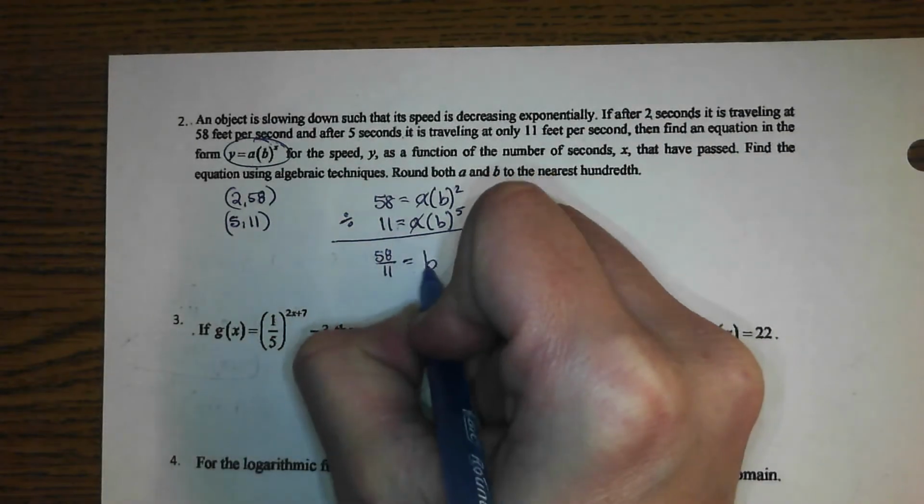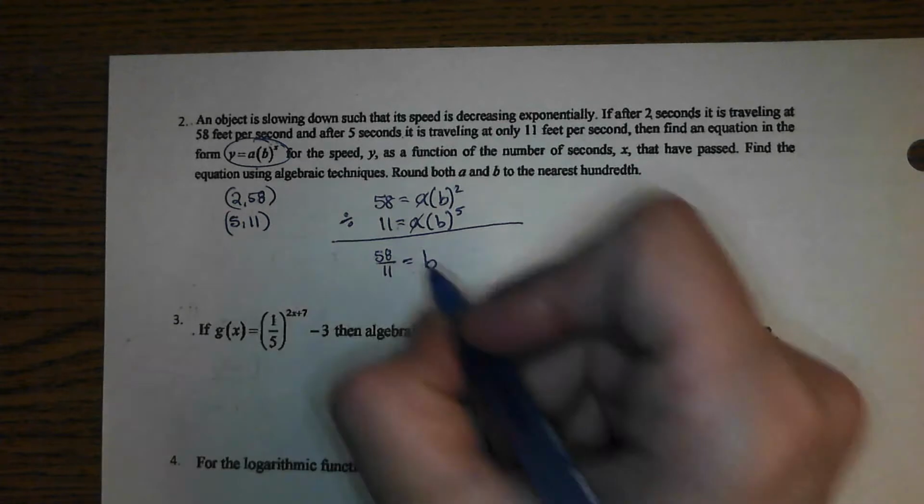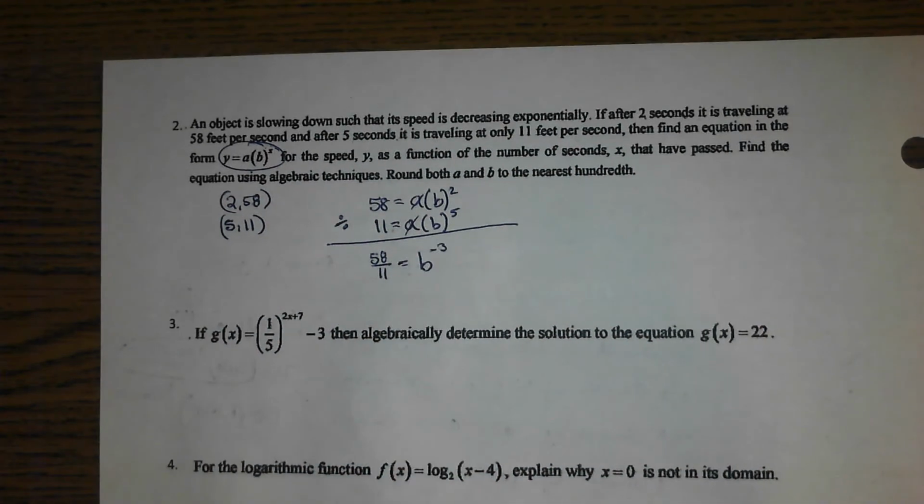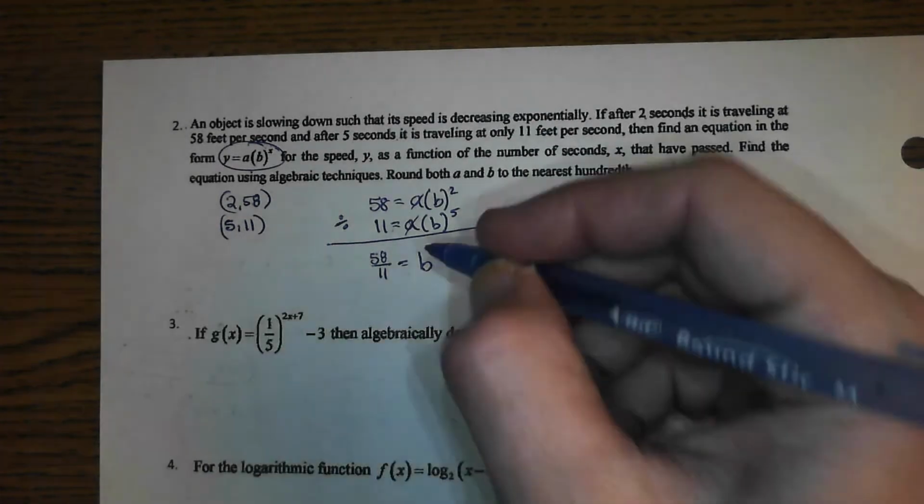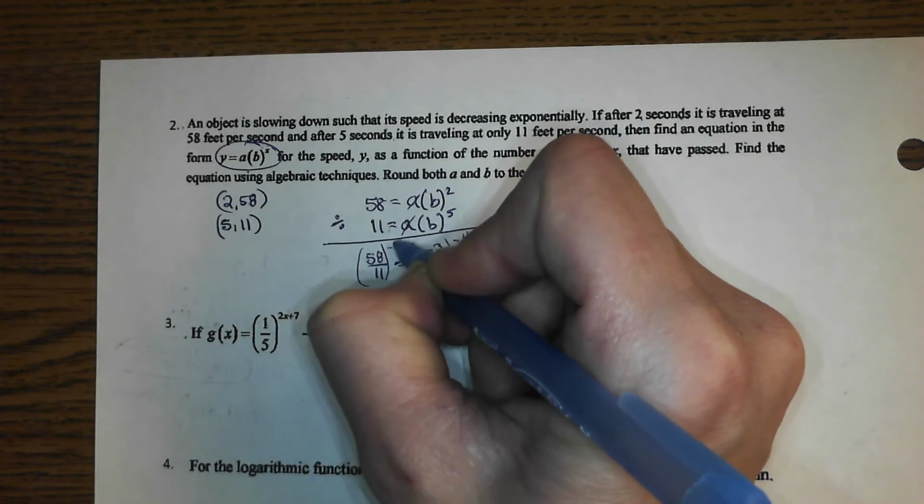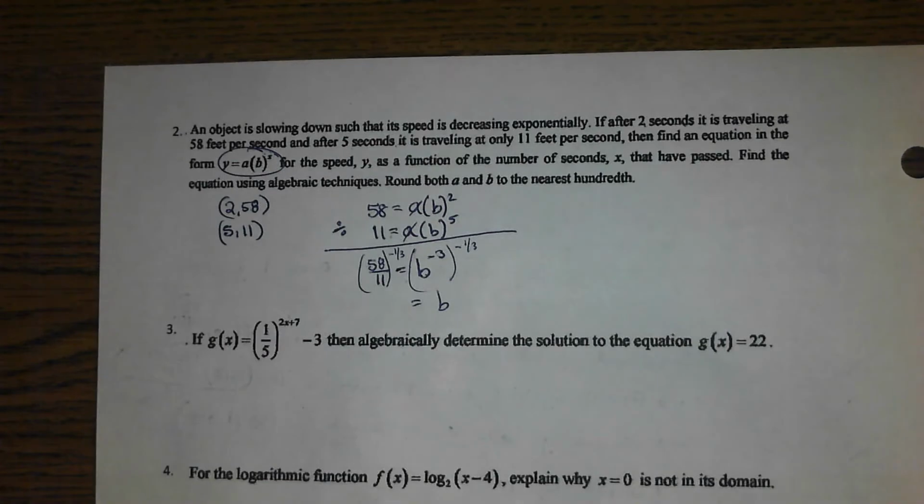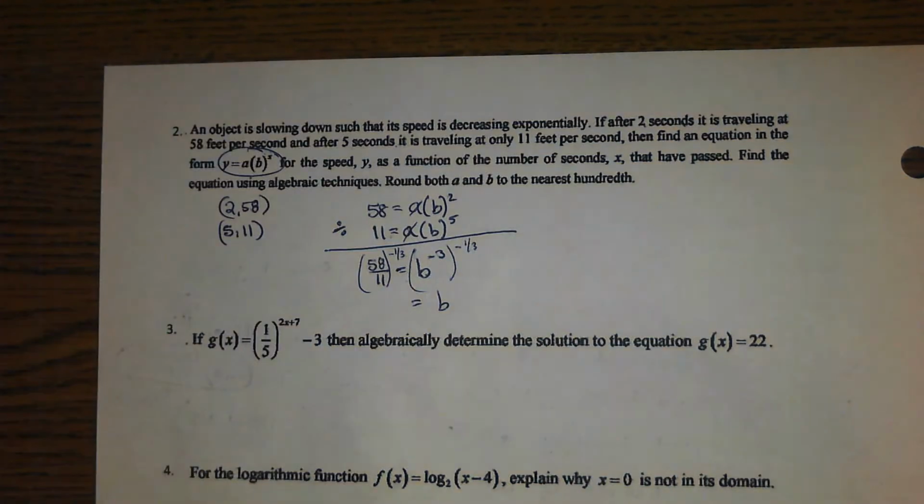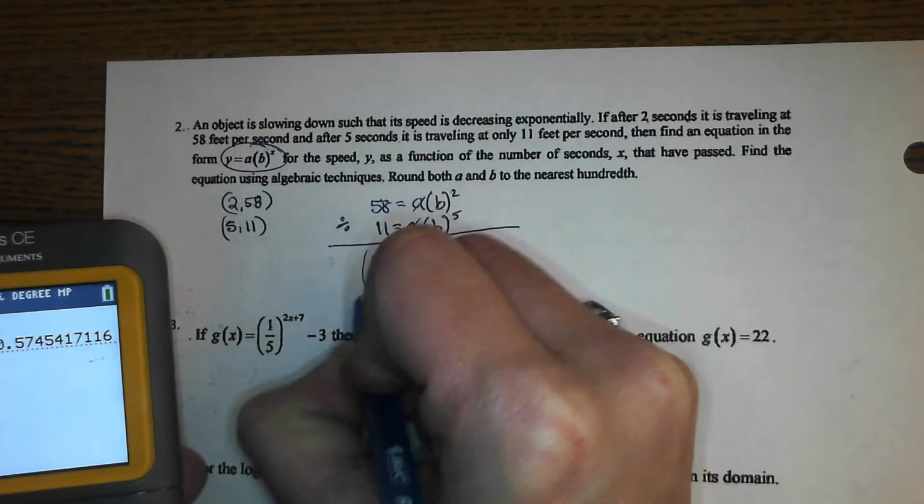And this equals b to the negative 3rd. And how do we get rid of an exponential number? Raise it to the reciprocal. So to get that b all by itself, we're going to raise both sides to the reciprocal. So b equals 58 elevenths to the negative 1/3 power, which gives me 0.57. Crazy number. What's it tell me to write? Nearest 100. So 0.57. There's your b.